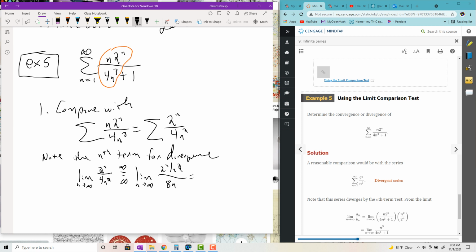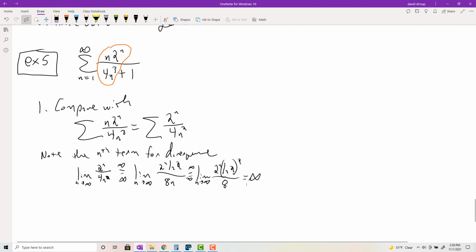Then you could do L'Hopital's again because this is also infinity over infinity, so you get the limit as n goes to infinity of 2 to the n times ln of 2 times ln of 2, so ln of 2 squared, all over 8. And then of course this thing will just shoot off to infinity. It doesn't go to 0, right? So the infinity is clearly not 0, hence the series diverges.